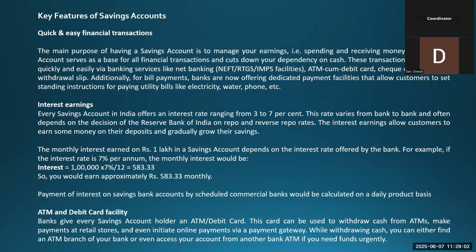Quarterly. Customer maintains 2 lakhs. Interest rate is 6%. What is the quarterly interest payout? 3,000. 3,000. Perfect.